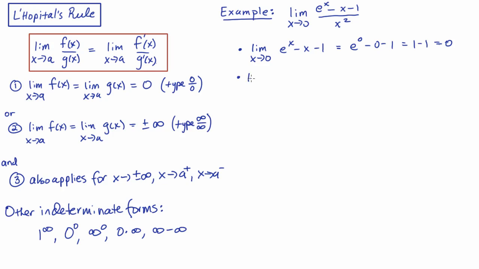How about the denominator? Well, the denominator is fairly easy to calculate its limit. It's simply just 0. So because we have 0 in both locations, this is condition 1. This is a type 0 over 0 indeterminacy, which means that we can apply L'Hopital's rule.